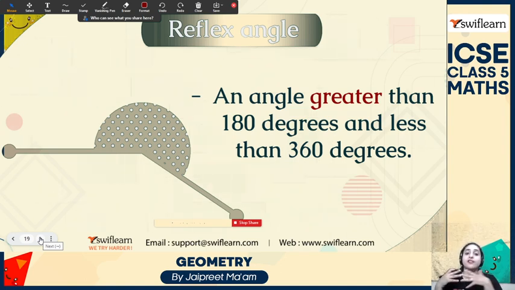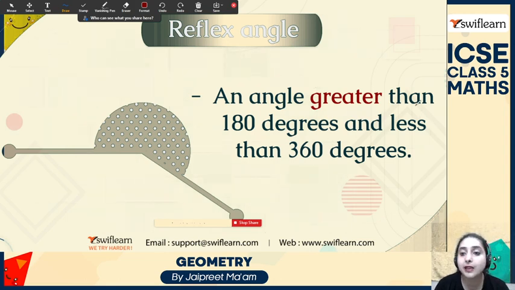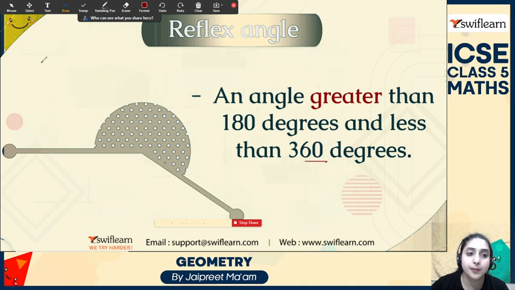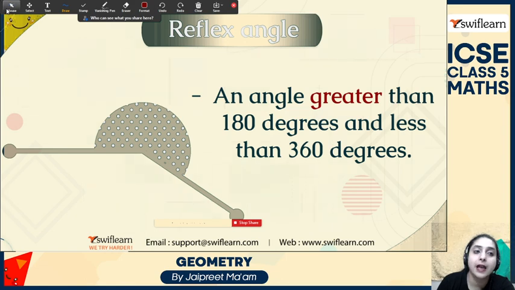Now let's check the reflex angle. So what is a reflex angle? It is an angle greater than 180 degrees and less than 360. For example, this is an angle, and we will not see the inner side, we will see the outer side, reflex. So this is greater than 180 and less than 360. In between them, this is known as a reflex angle. For example, this angle formed by my hand is known as a reflex angle.